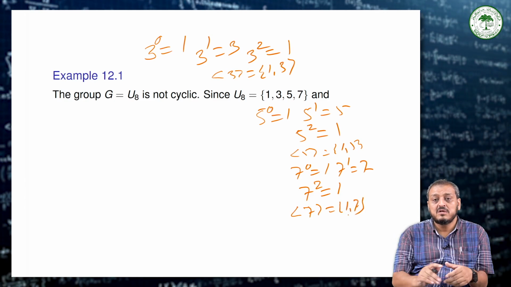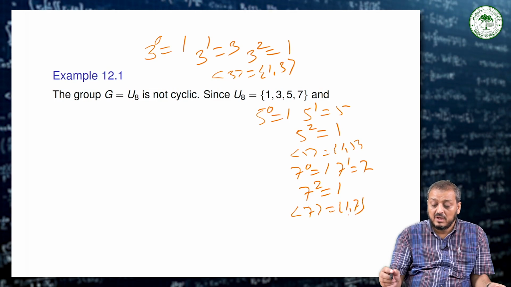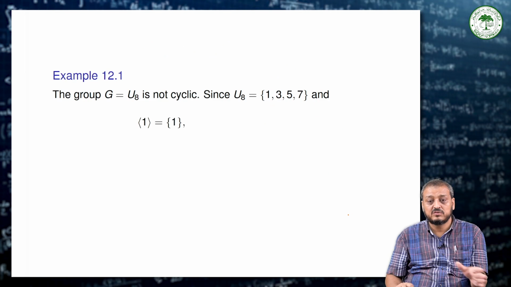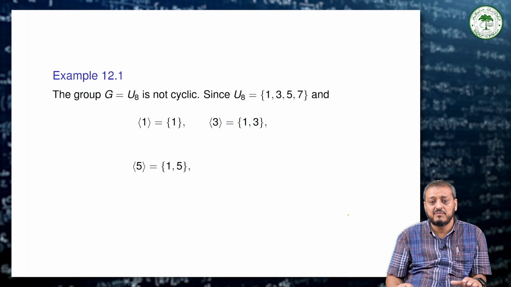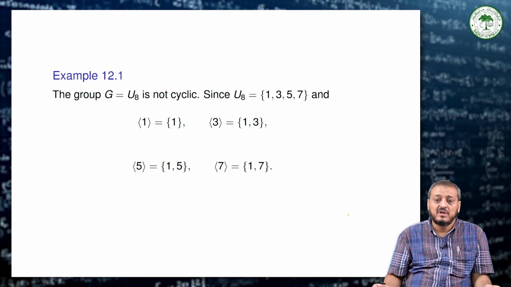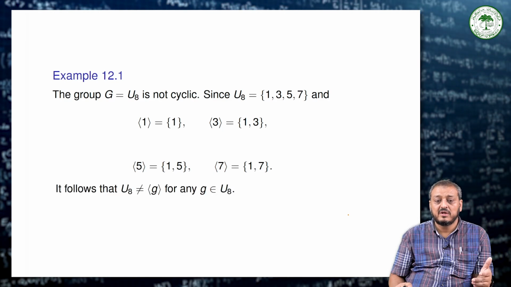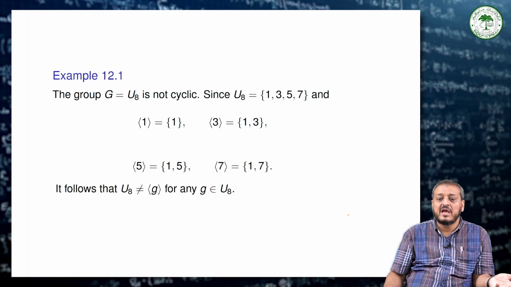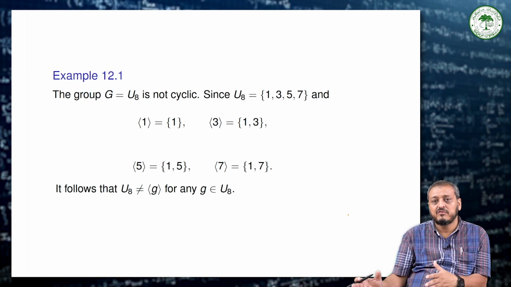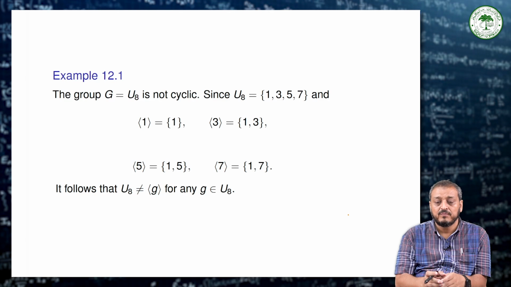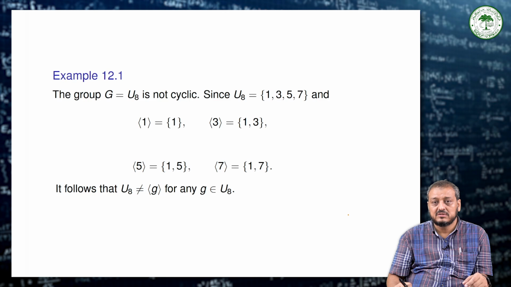So in this group we cannot find any element which can generate the whole set. That is, the subgroup generated by 1 is {1}, by 3 is {1, 3}, by 5 is {1, 5}, and by 7 is {1, 7}. So clearly this U8 is not a cyclic group. We cannot find any g which can generate all the elements of U8.